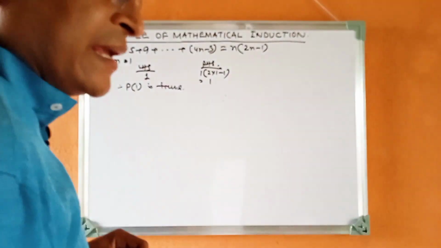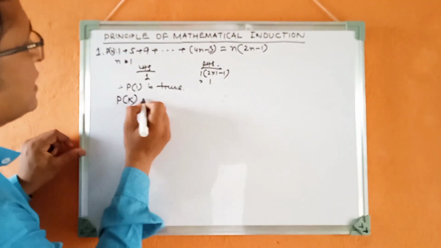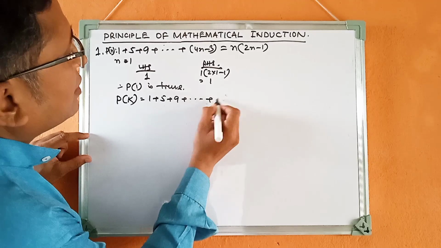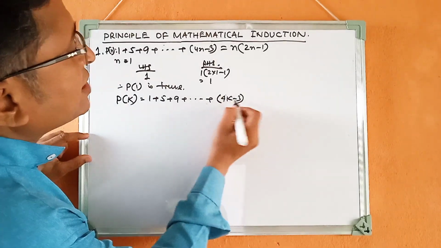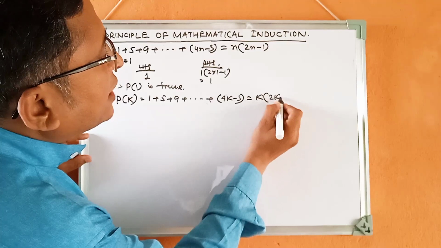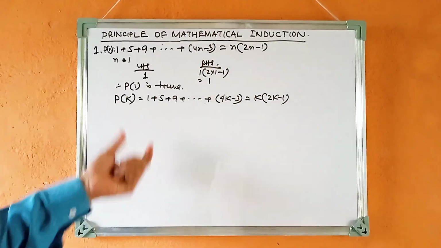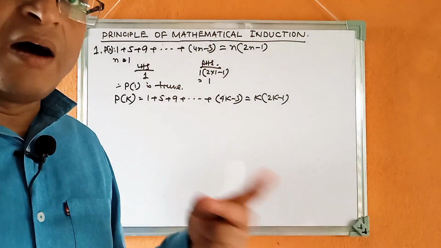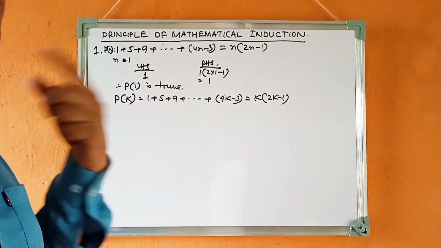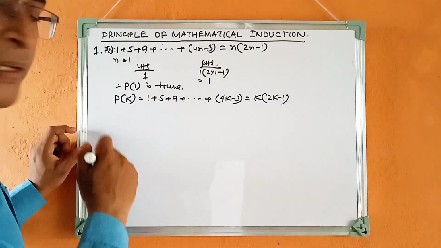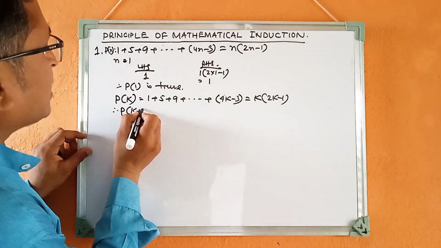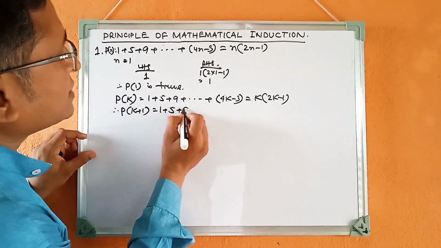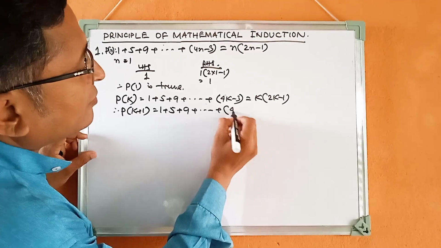Now the second step. We assume Pk is true. Instead of n we put k. So 1 plus 5 plus 9 plus dot dot dot plus 4k minus 3 is equal to k into 2k minus 1. We assume that this statement is true. Now we are required to prove that P(k plus 1) is also true. This is the final step. Now check: P(k plus 1) is, instead of k we put k plus 1. So 1 plus 5 plus 9 plus dot dot dot plus 4k minus 3.